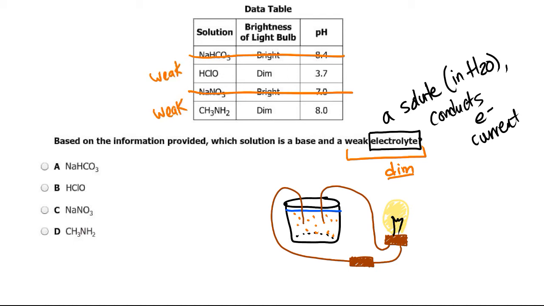And then the next piece of information that helps, and I'm going backwards for no particular reason, it says a base. Remember that bases have a pH of greater than 7. HClO is considered a weak electrolyte, but it's an acid. So we're going to cross that one out too. What does seem to fit the requirements is that CH3NH2 is a weak base.